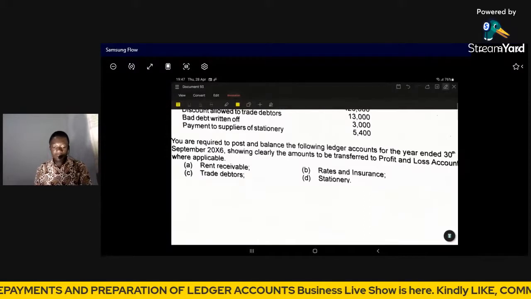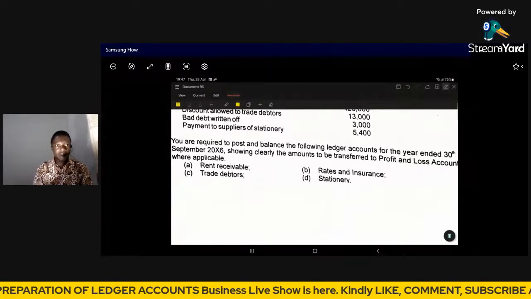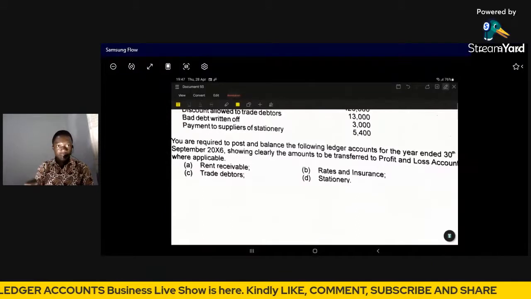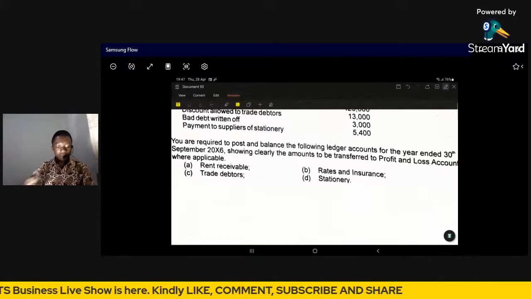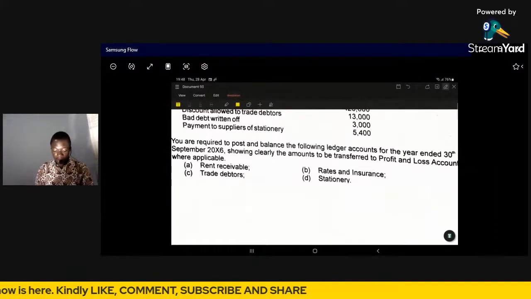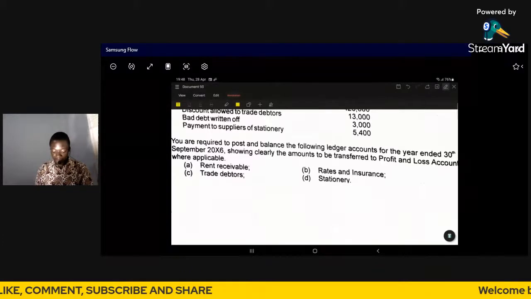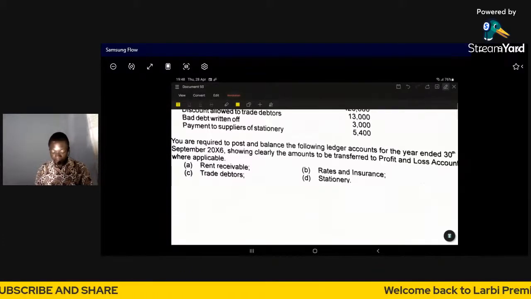All right, so let's continue in that case. You're asked to prepare what? Rent receivable. What is rent receivable? We'll get to know the meaning of rent receivable as we enter the items in the account.